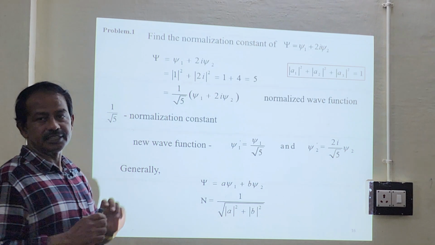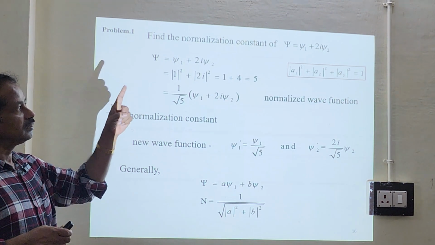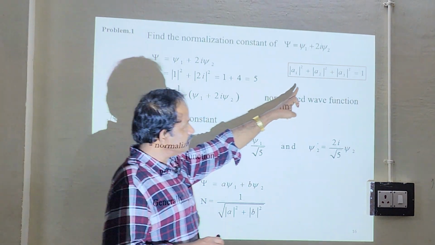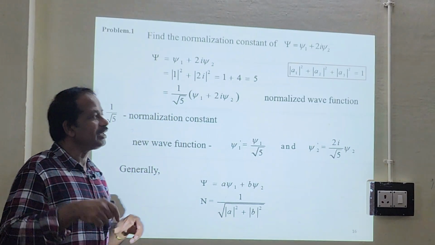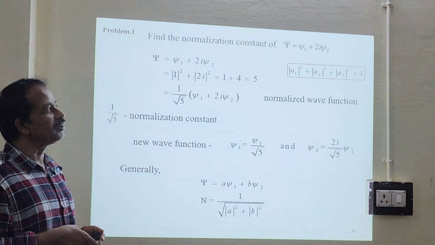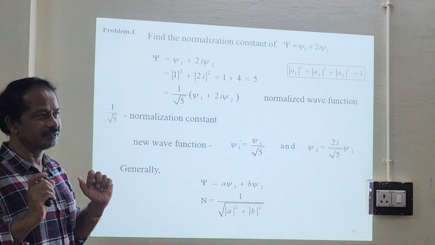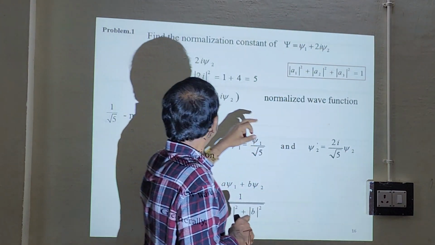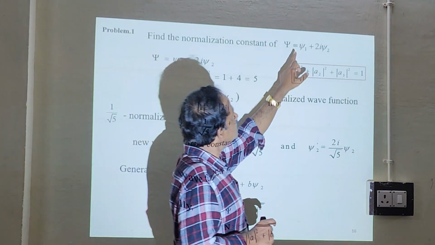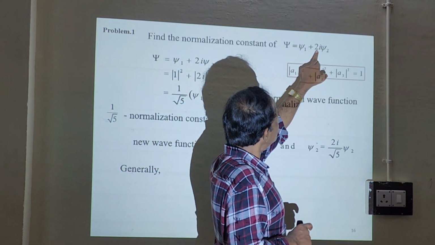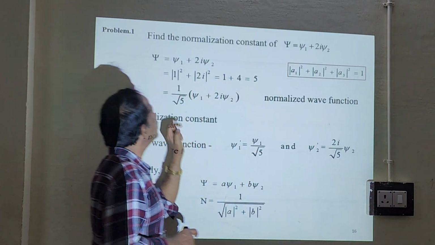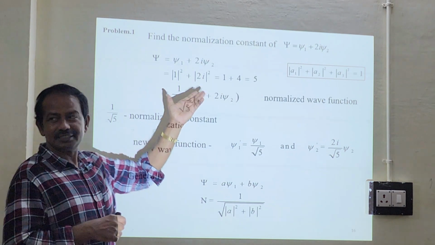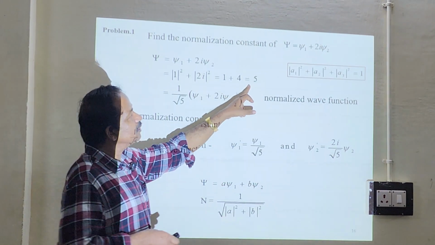Okay. So we are going to find out the normalization constant for this wave function psi 1 plus 2i psi 2. We know this formula already, correct? Can you remember? Mod a1 square plus mod a2 square plus mod a3 square equals 1. If there are 3 bases, here we have only 2 bases. So immediately you can find it. What is the probability amplitude? 1. What is the probability amplitude? 2i. So mod 1 square plus mod 2i square, which is nothing but 1 plus 4 equal to 5. Correct?